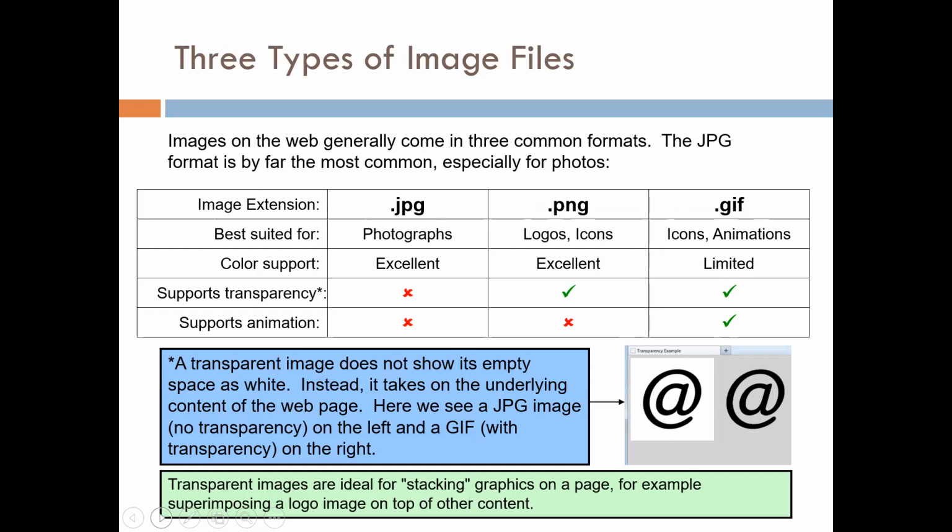PNG, most commonly used as logos or icons. It has great color support and does support transparency. So commonly used for logos and icons, you'll see them all over the place. That way it doesn't have a background. You don't have that white box around it. It does not support animation. The GIF extension is the only one that does. However, you can only have up to 256 colors in a GIF file. So they're not really great for something that needs to be high quality.